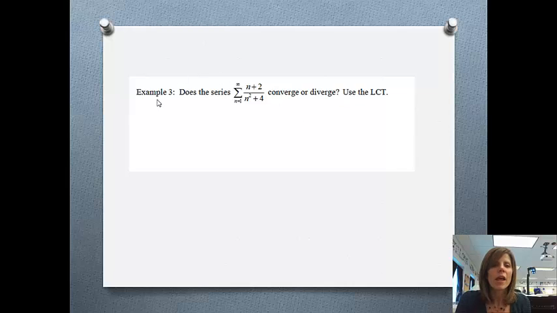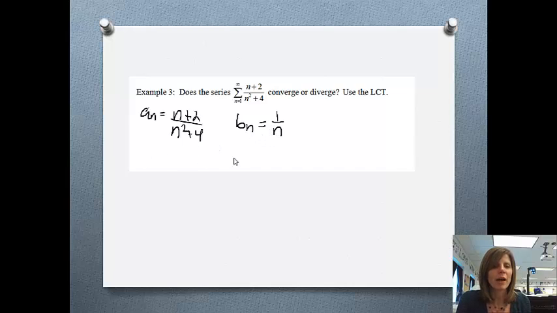In this specific example, our a sub n will equal n plus 2 over n squared plus 4. What we need to do is pick a b sub n. So how do you pick a b sub n? Sometimes what I like to do is, if I didn't have the 2 and the 4 there, I would have n over n squared, which reduces to 1 over n. So that's something a little simpler. I want to pick something somewhat simpler, but somewhat the same as the one that's already there. So those are somewhat similar, I suppose.